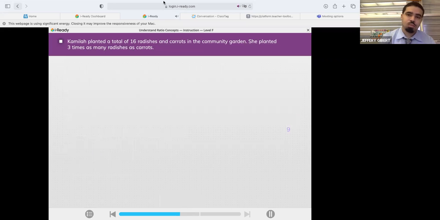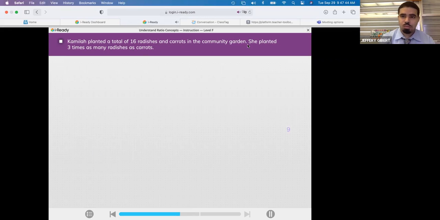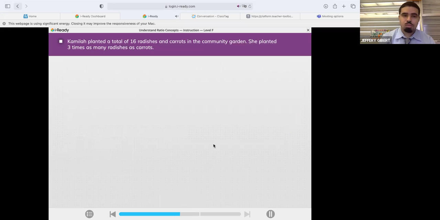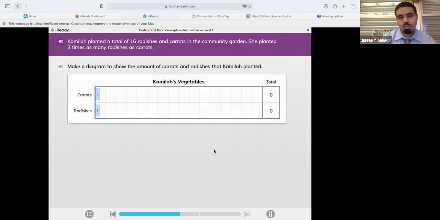Camila planted a total of 16 radishes and carrots in the community garden. She planted 3 times as many radishes as carrots. Make a diagram to show the amount of carrots and radishes that Camila planted.